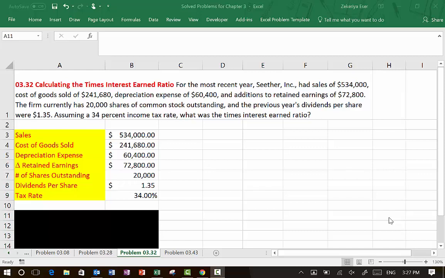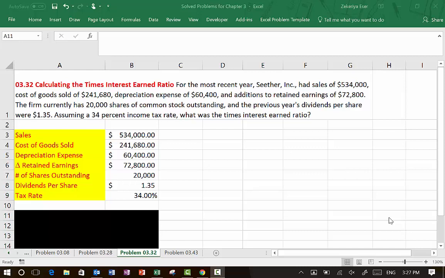For this firm, we are given the amount of sales, cost of goods sold, depreciation expense, but not interest expense. Additions to retained earnings. We know how many shares the firm has, and we know dividends per share. Given a 34% income tax rate, what is the times interest earned ratio?